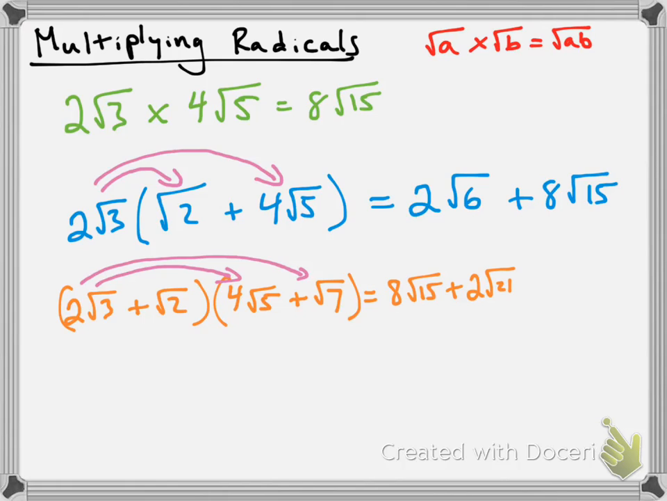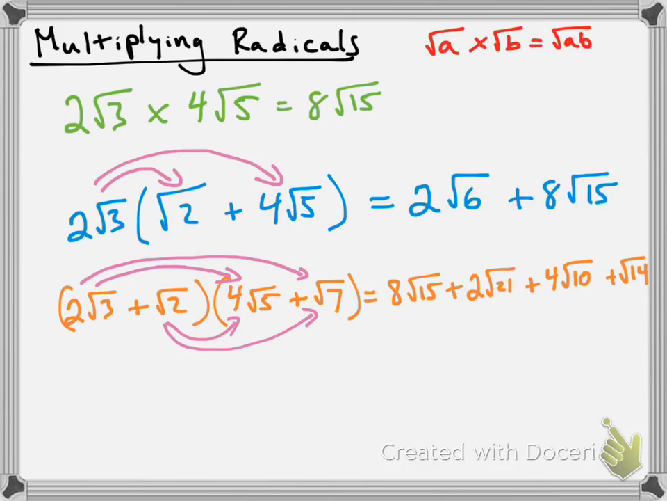And now that I've multiplied 2 root 3 by everything in the second binomial, I'm going to multiply root 2 by everything in the second binomial. So root 2 times 4 root 5, well again, root 2 has a coefficient of 1, so 1 times 4 is 4. Root 2 times root 5 is the square root of 10. And root 2 times root 7, well they both have a coefficient of 1, so 1 times 1 is just 1, which means we don't need to put a coefficient. And root 2 times root 7 is just root 14.